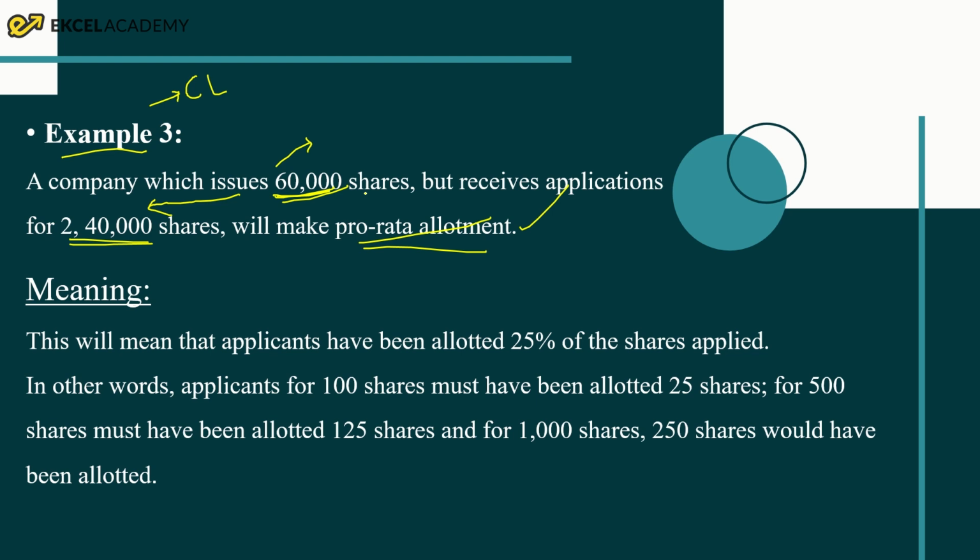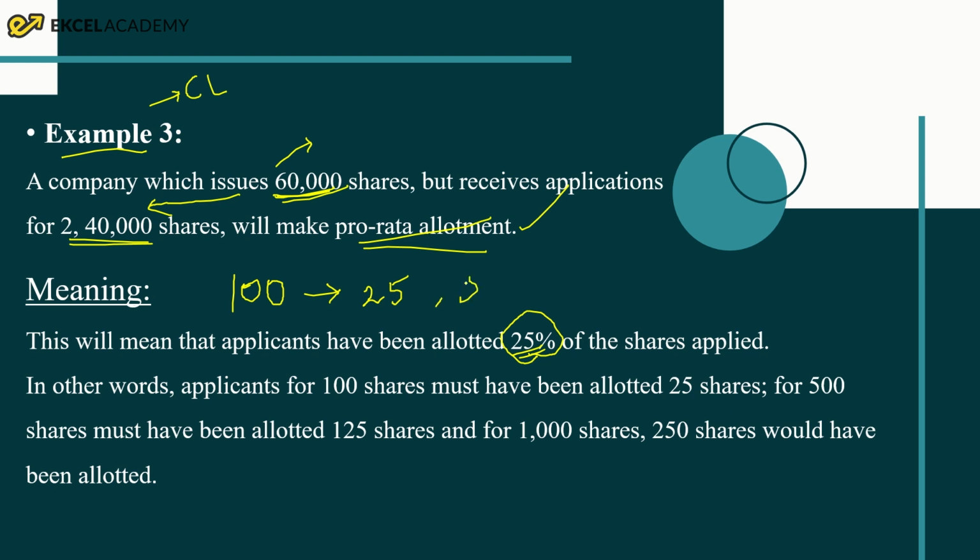then in that case, how will the company determine which applicant will get how many shares? In that case, a particular percentage is decided and fixed on the basis of the ratio of issue to the number of applications received. On the basis of that, it will be determined. So in this instant case, the applicants have been allotted 25% of the shares applied. So for example, if there is an application for 100 shares, the applicant will receive only 25 shares.